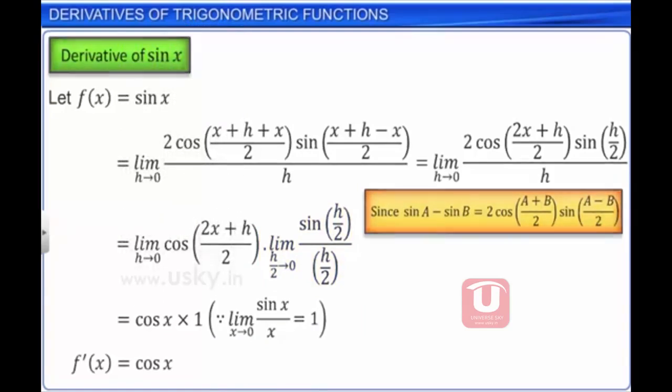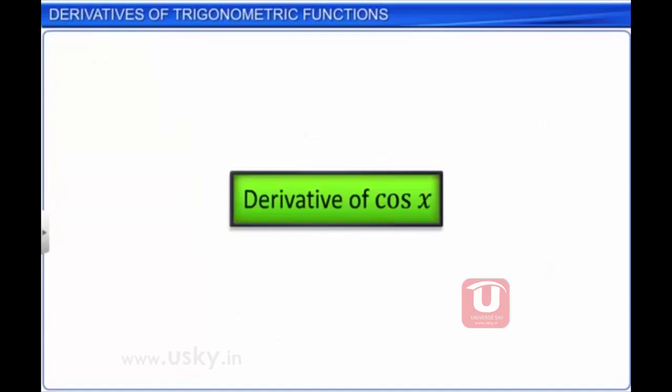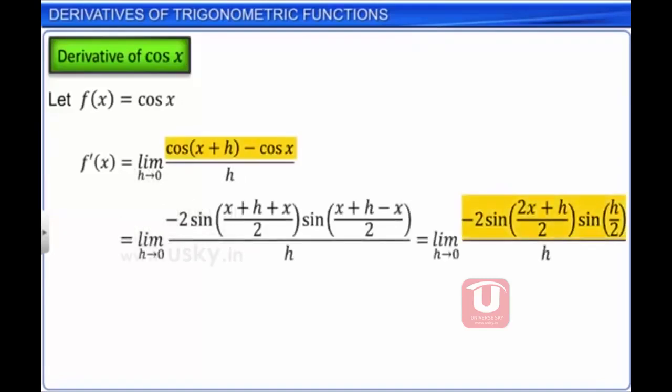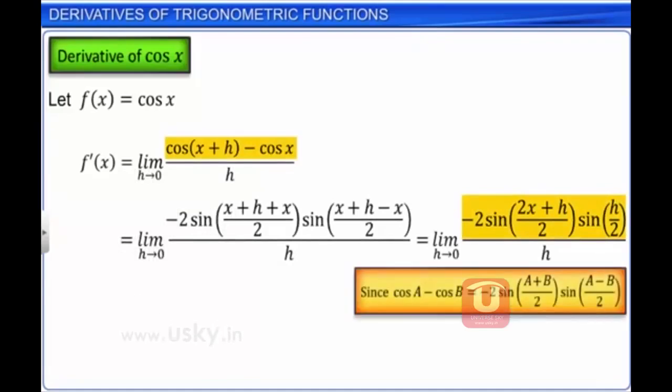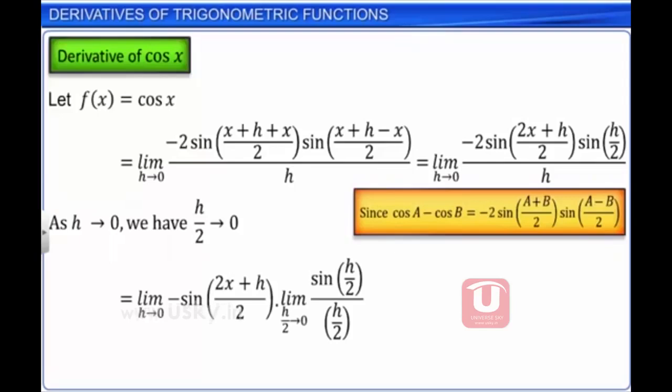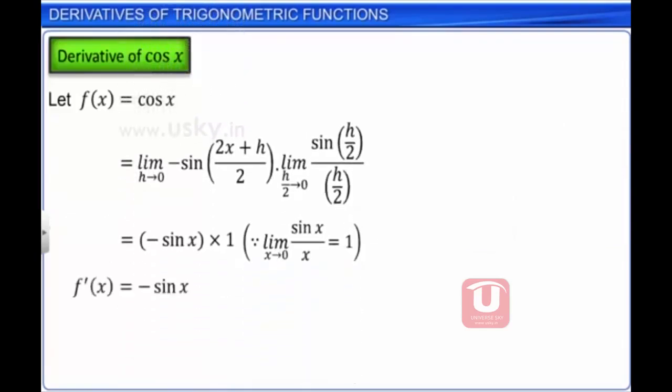Now, we will find the derivative of the trigonometric function cos x. The numerator takes the form as shown. As h tends to 0, h divided by 2 also tends to 0. Therefore, the derivative of cos x is minus sin x.